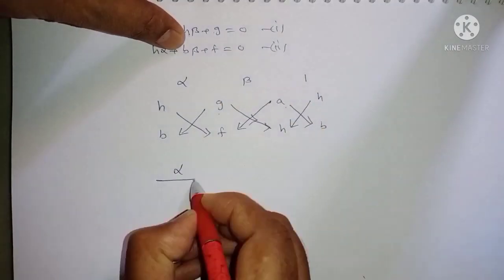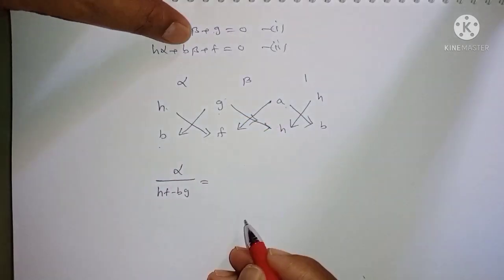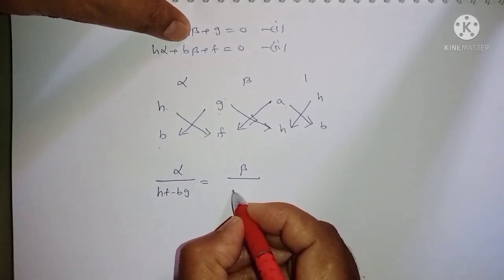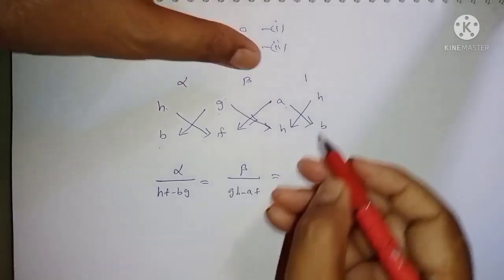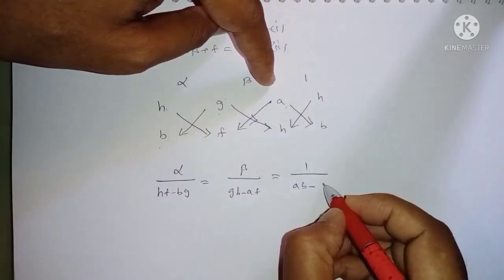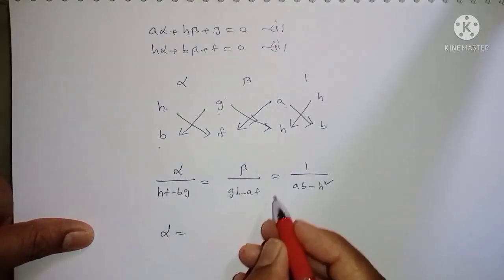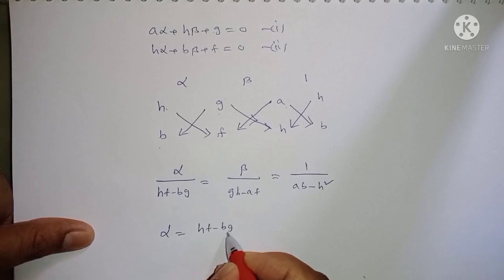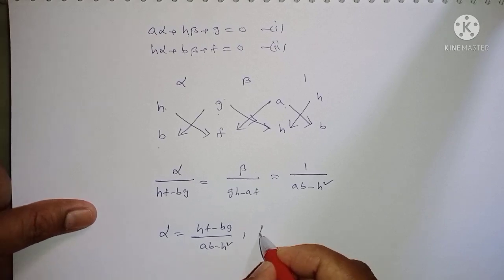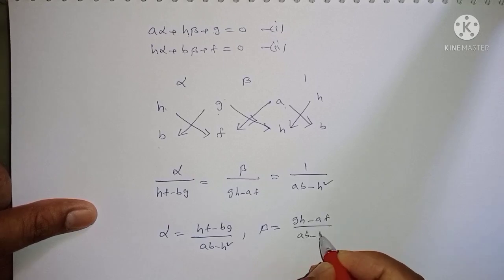Therefore alpha by first you can write here hf minus bg is equal to hf minus bg, and beta by gh minus af is equal to this constant c. This also you can write here one only, ab minus h square. This is finding the values. Therefore alpha is equal to hf minus bg by ab minus h square, and beta is equal to gh minus af by ab minus h square.